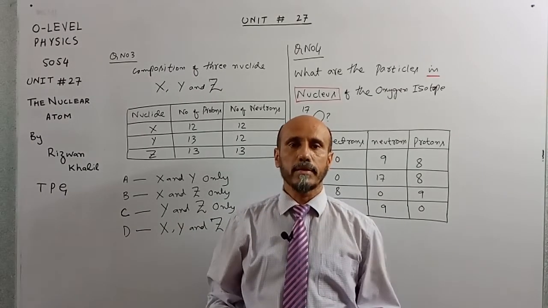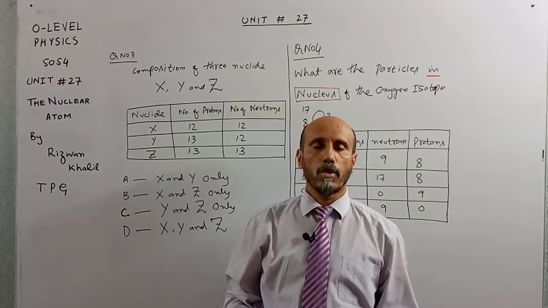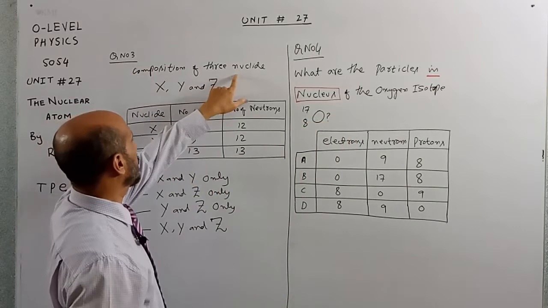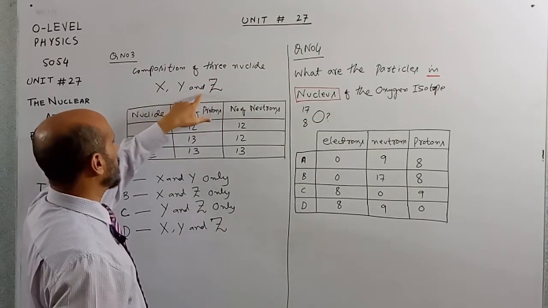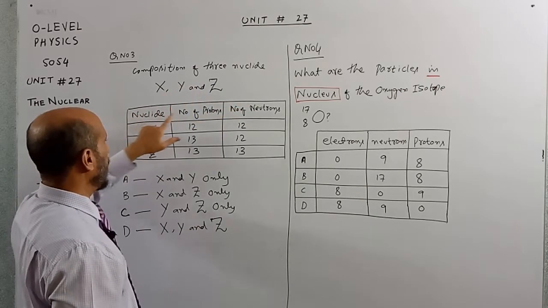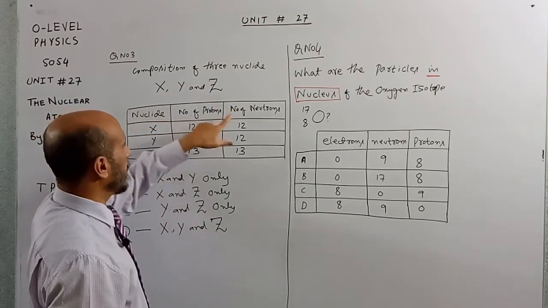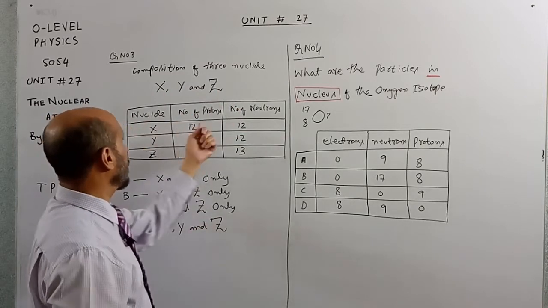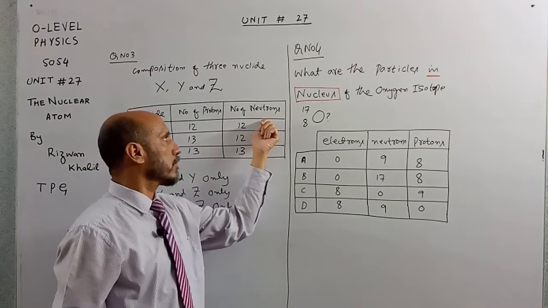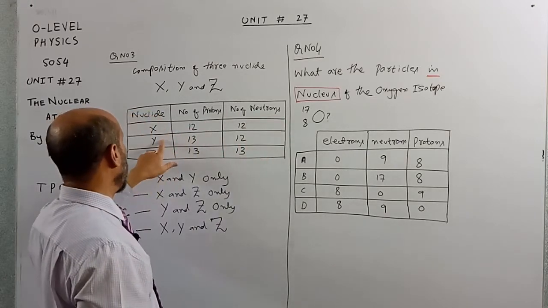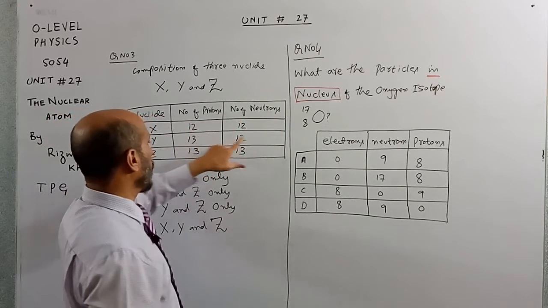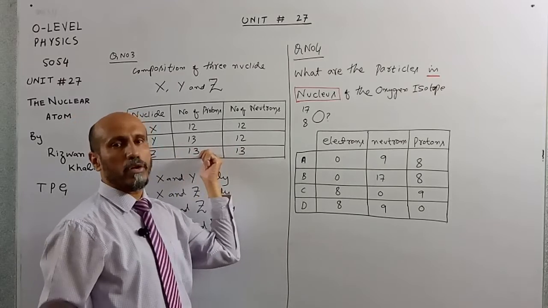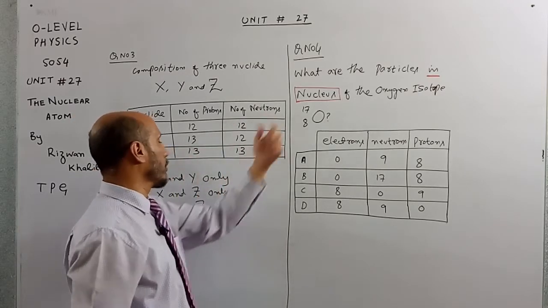Now we will consider other 2 examples of isotopes from past papers. In question number 3, composition of 3 nuclei X, Y and Z are given in the table. Nuclide, number of protons in that nuclide, number of neutrons in that nuclide. So in nuclide X, there are 12 number of protons, 12 number of neutrons. In nuclide Y, there are 13 number of protons, 12 number of neutrons, and in nuclide Z, there are 13 number of protons and 13 number of neutrons.